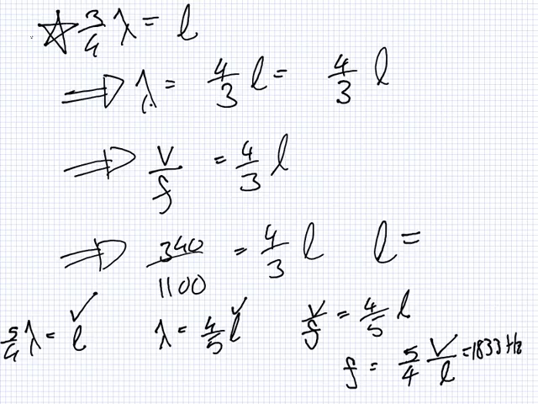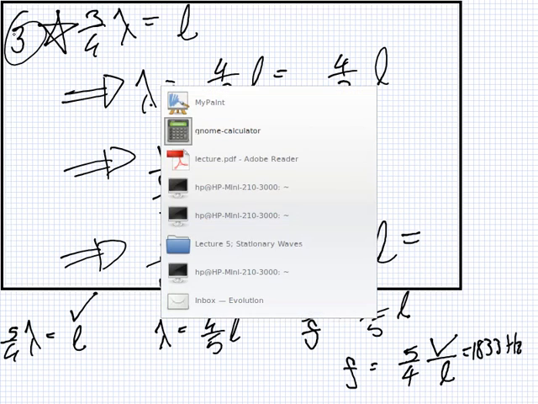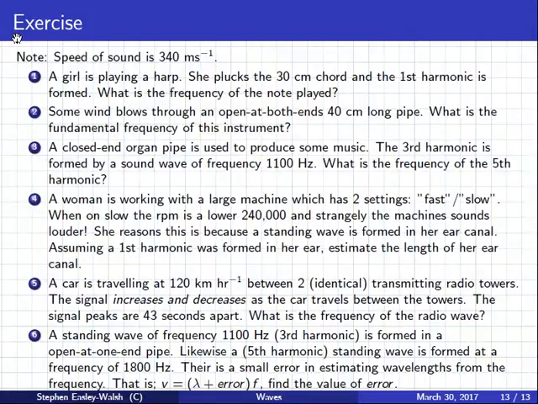What number was this? 3, wasn't it? Okay, 4. Do you write this down? 4. A woman is working with a large machine that has 2 settings, fast and slow. When on slow, the machine rotates at 240 times 1,000 revolutions per minute, and the machine sounds louder. She reasons this is because the standing wave is formed in her ear canal. Assume the first harmonic was formed in her ear. Estimate the length of her ear canal.